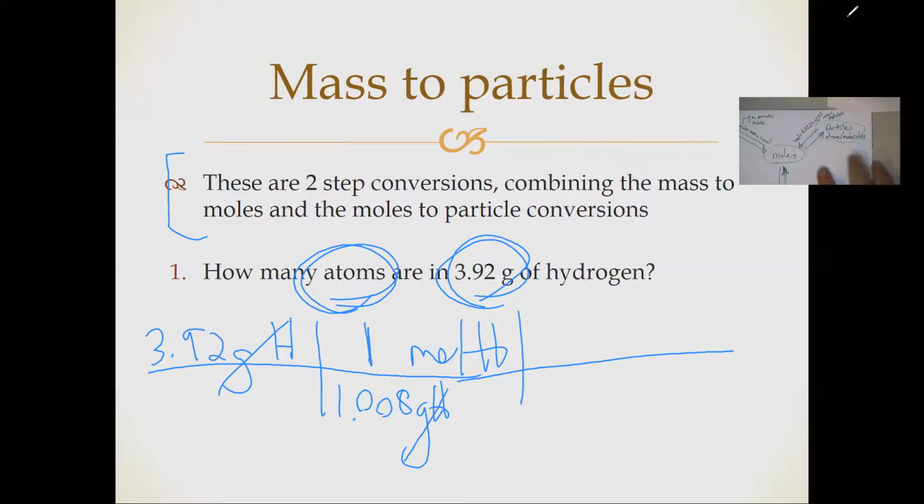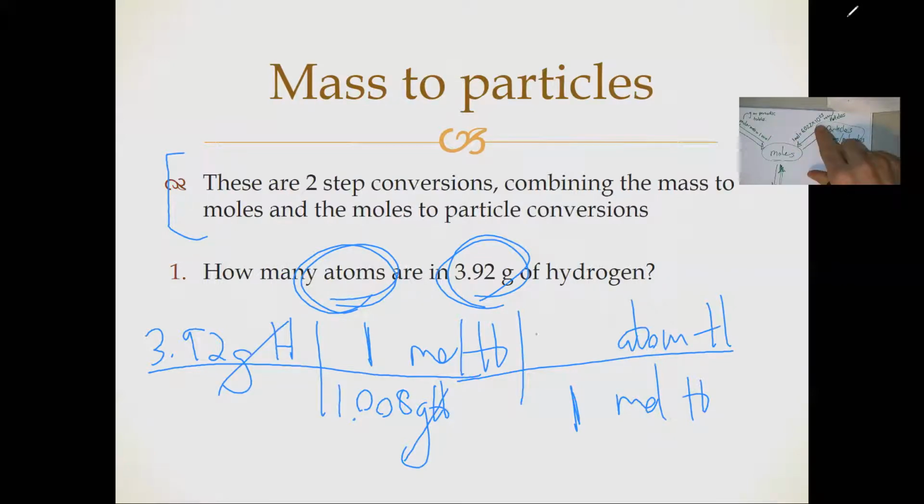So if we're going to go to atoms hydrogen, okay, we have to get rid of moles hydrogen, and we have to go to atoms hydrogen. And using this sheet here, I noticed that I used this equivalency statement here. 1 mole, like it says right here, is equal to 6.022 times 10 to the 23rd atoms hydrogen. So now it's a matter of entering it in my calculator.